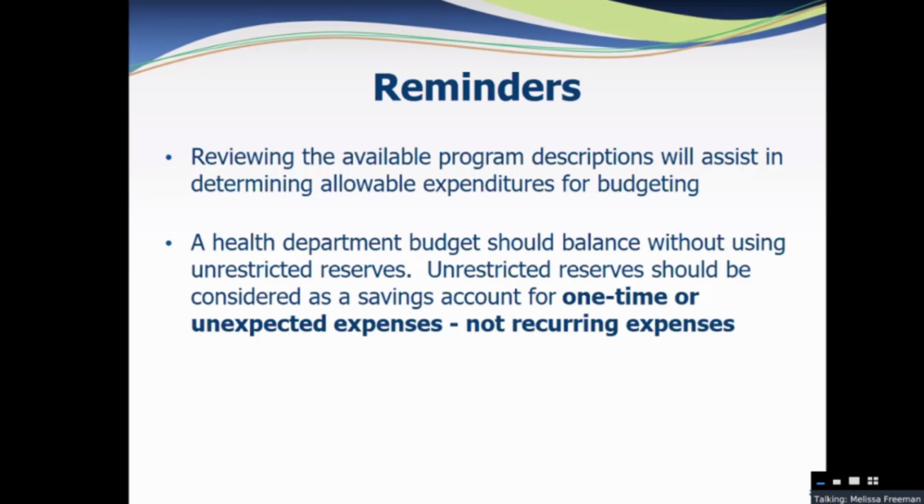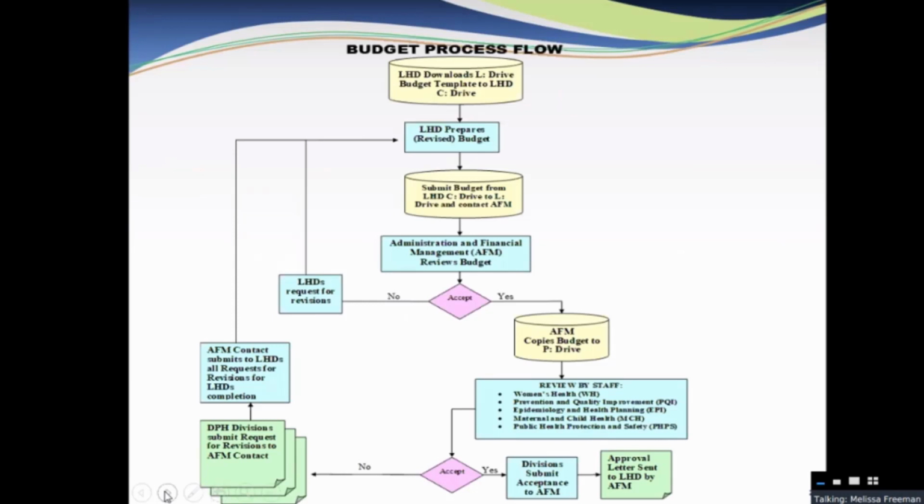Here's the budget flow. It hasn't really changed. We've already loaded your budgets to the L drive. You can download those from the L drive. Once you submit it back to the L drive, AFM, which is your budget analyst, will review it, and 99.9% of the time, we're going to send it back to you, and you're going to make changes. Once you've made those changes, you're going to send it back to us. We'll finally accept it, and we send it to program staff.